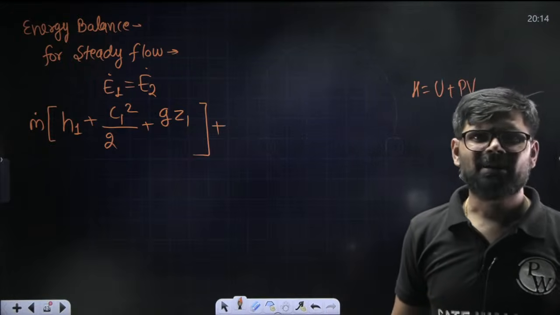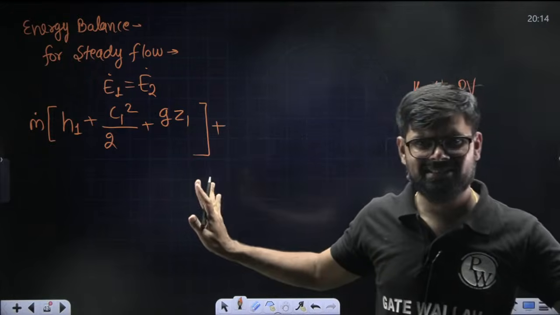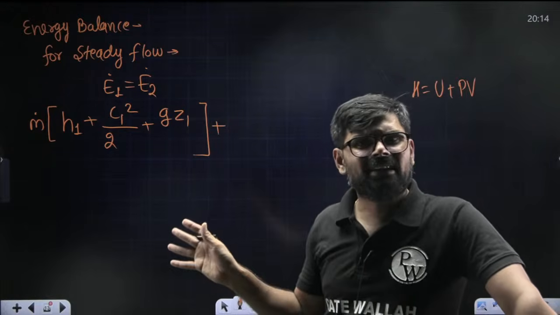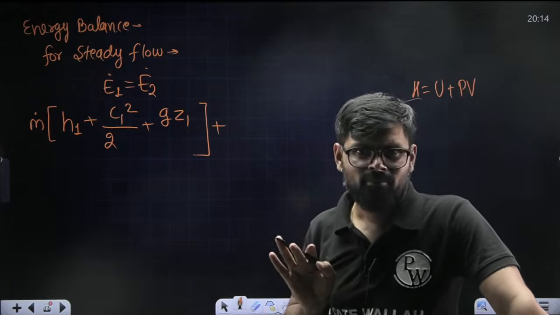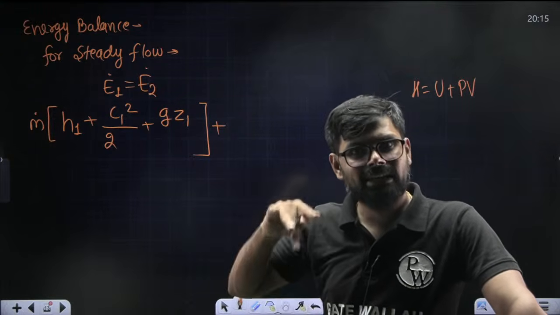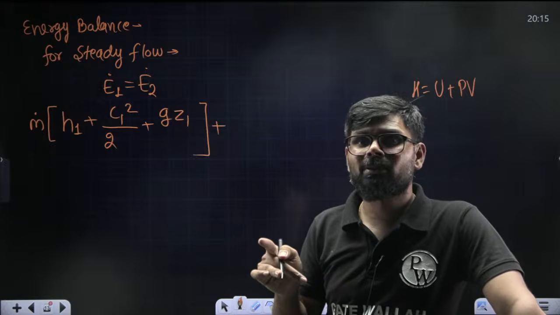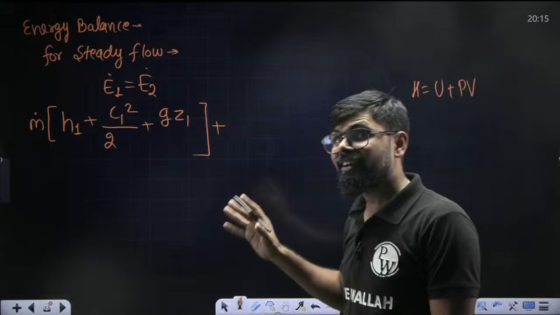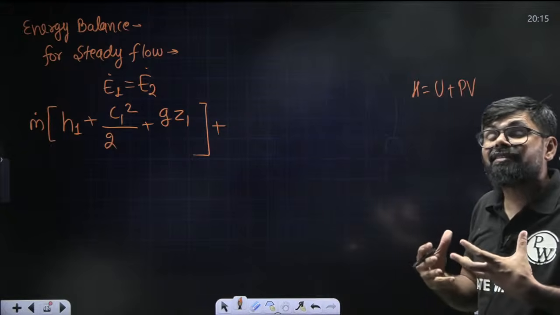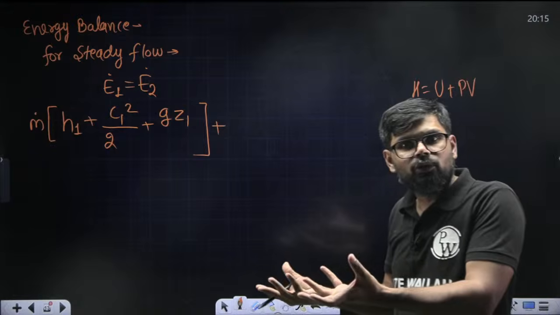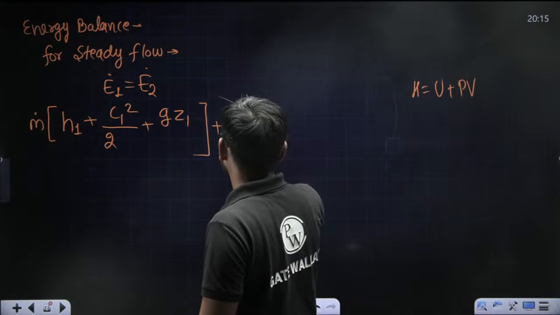This complete derivation we have done in the class, but here that derivation is not required, because that derivation will take half an hour. The derivation of the steady flow energy equation we have already done in the class. But ultimately you have to remember the equation, right? So that's why I'm directly telling you how you can remember it: the energy entering through the fluid plus the energy entering as heat, that is Q dot.